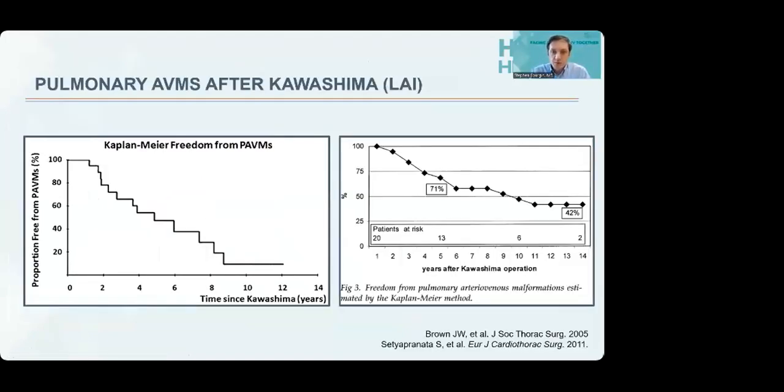This has been reported multiple times over the years, including these nice studies showing freedom from pulmonary AVMs with a Kawashima, with the vast majority of patients developing pulmonary AVMs by age 8 to 10. As such, there has been a push to perform earlier Fontan completions in all patients who undergo Kawashima operations in order to hopefully avoid the long-term complications associated with these severe AVMs, which dramatically increase morbidity and mortality.